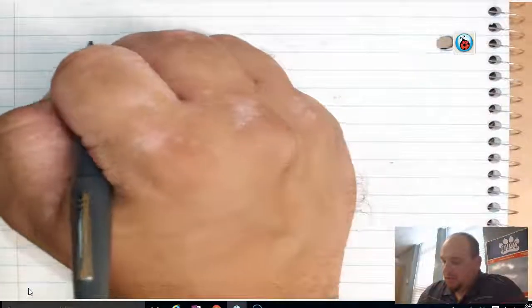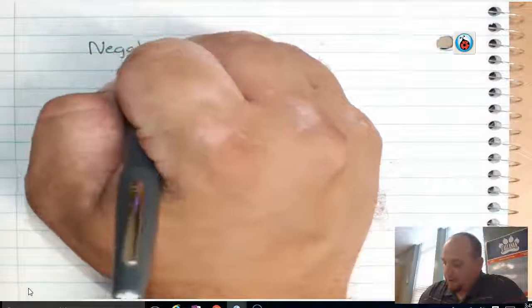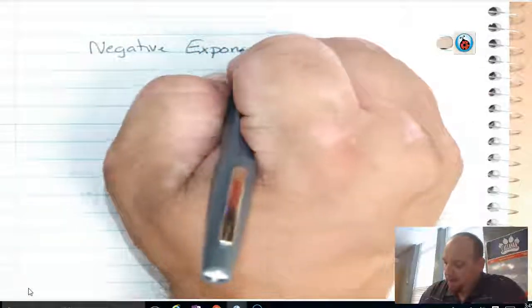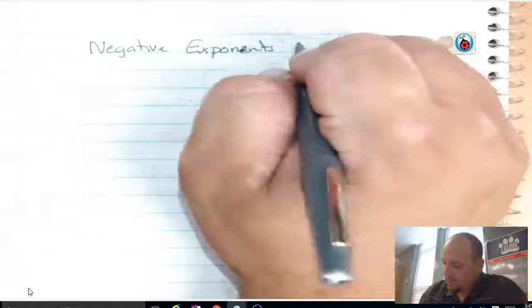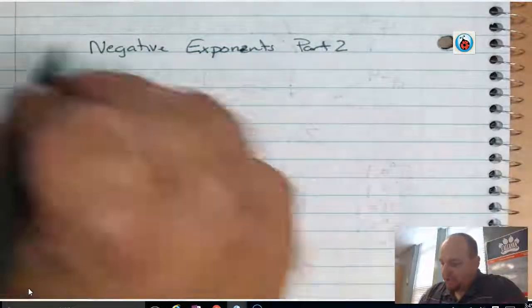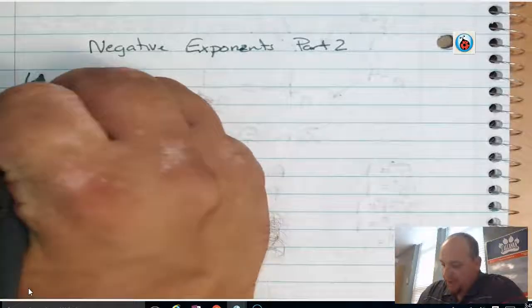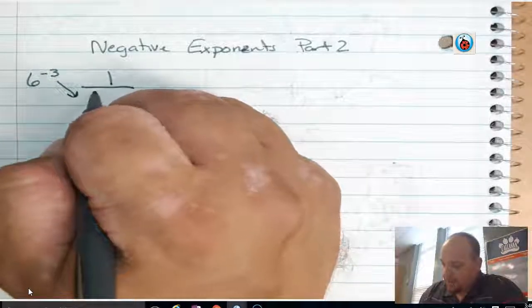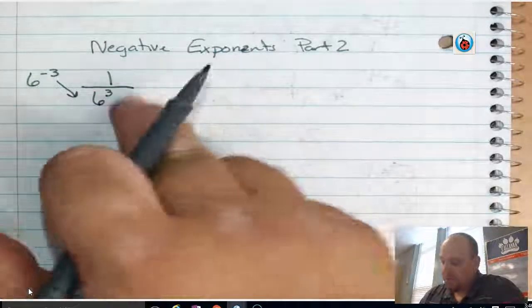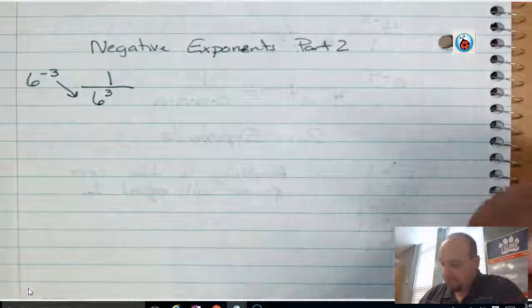All right, so let's go ahead and look at negative exponents, part 2. So this is the second part of negative exponents. In part 1, we took a base with a negative exponent, and we sent it downstairs and created this fraction of 1, and we eliminated that negative exponent, keeping the base the same as 6 and changing that negative to a positive, okay, which we know negative exponents are just fractions.